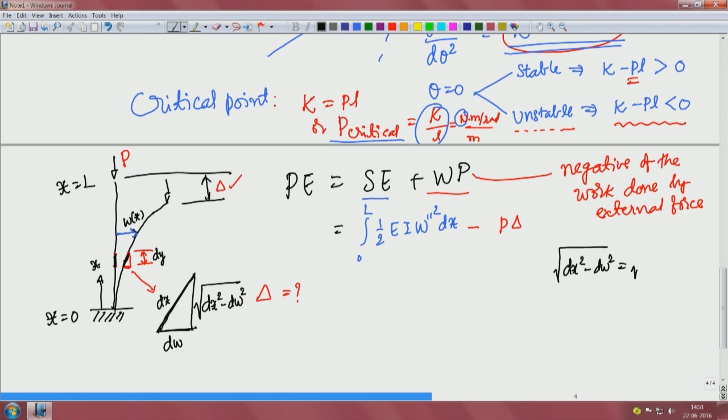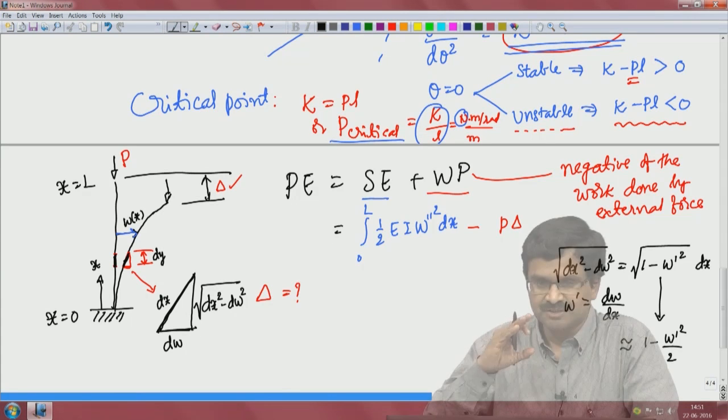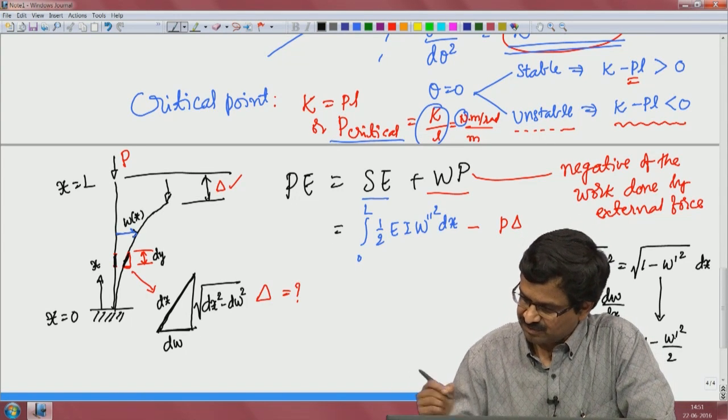I can write this as 1 minus w prime square, take the dx out, where w prime in our notation is dw by dx. You know that this square root of 1 minus w prime square can be approximated as 1 minus w prime square by 2, when w prime is small, which is what it is, it just buckles. We are not worried about post buckling analysis, just when it buckles, small displacement, that is what we get.